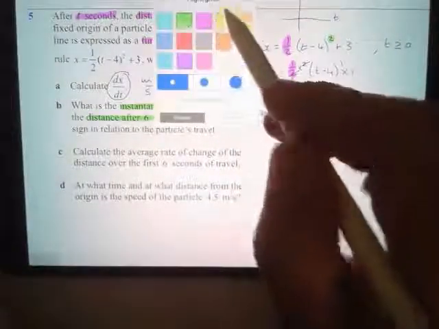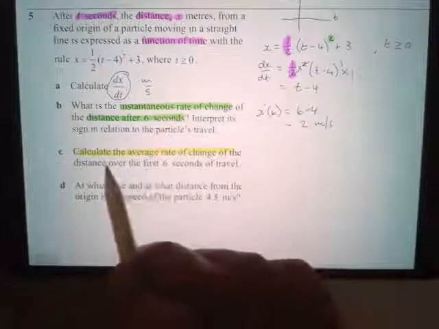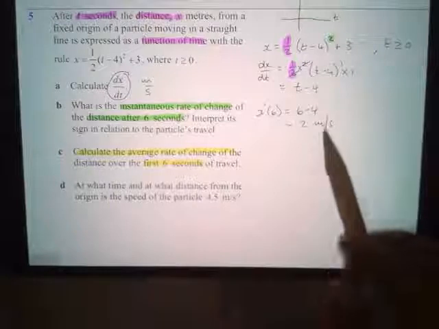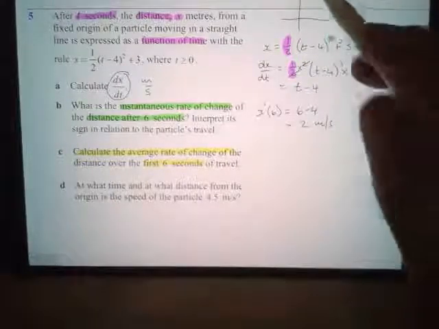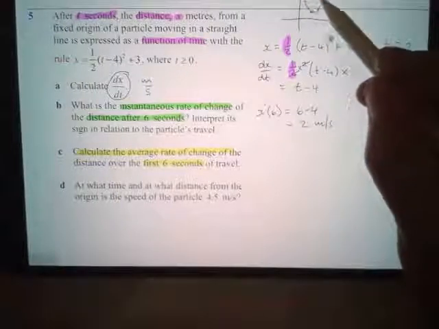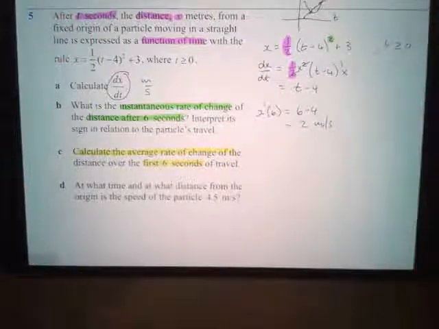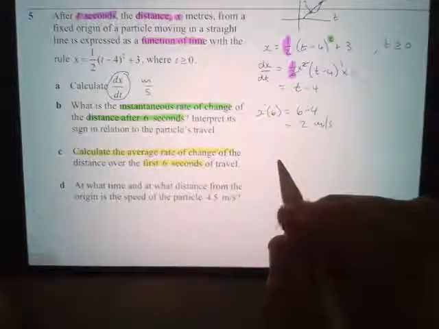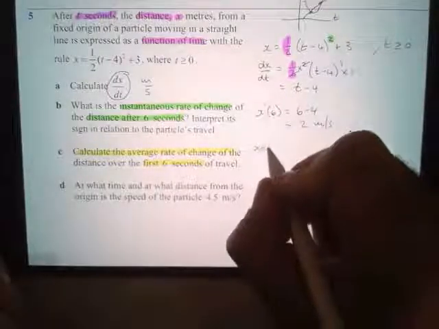Calculate the average rate of change of the distance over the first 6 seconds of travel. Coming again to the average: if we have a function like that, the average is between 2 points, so you just need to know the first and the last value. So I need to find out what is x. The first means at 0.